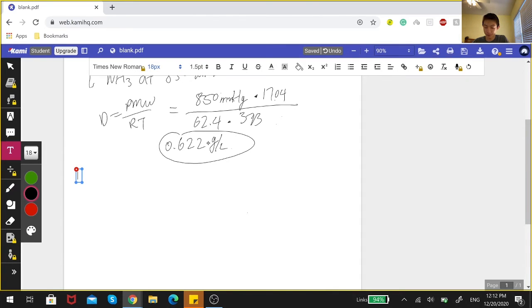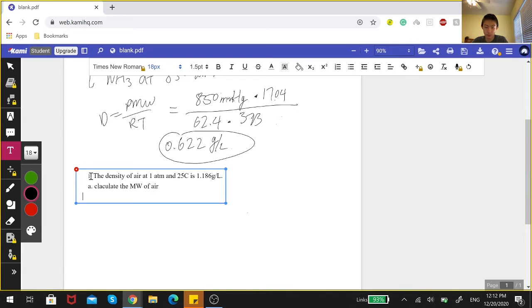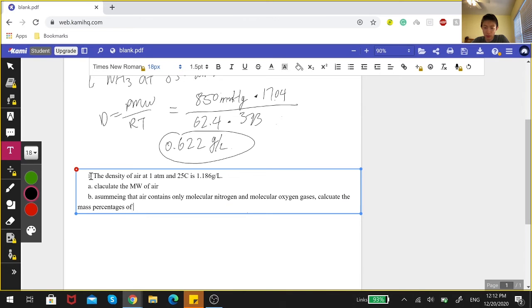Now our second one, we have the density of air at 1 atmosphere and 25 degrees Celsius is 1.186 grams per liter. And that tells us to A, calculate the average molecular mass, which is the molecular weight of air, and B, from the previous value, assuming that air contains only molecular nitrogen and molecular oxygen gases, calculate the mass percentages of N2 and O2 in air.